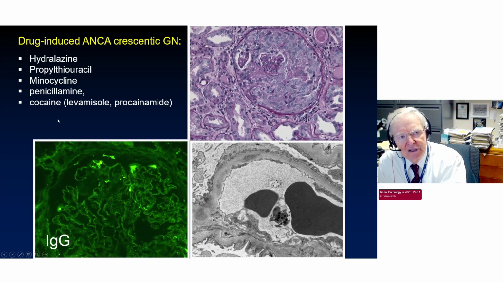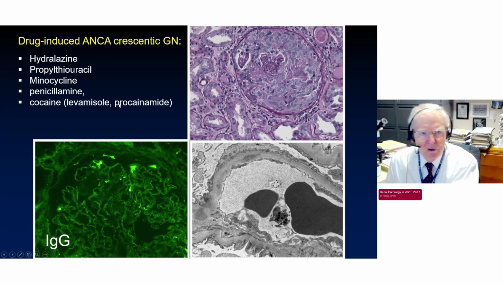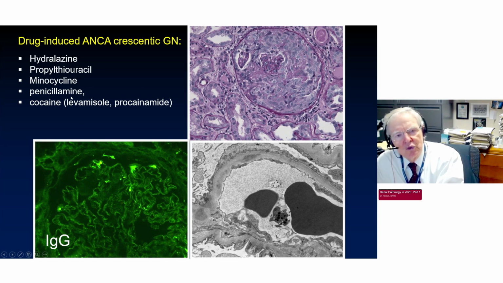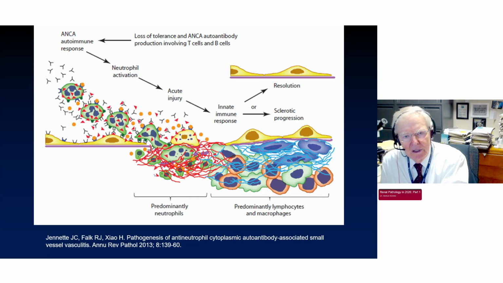And here I have listed the most common ones: hydralazine, propylthiouracil, minocycline, penicillamine. And not to forget cocaine. Cocaine is often admixed with levamisole and procainamide, and both these drugs have been known to induce vasculitis through an ANCA kind of mechanism. And therefore, when you see an immune complex disease and a crescentic GN, always think of a potential for a drug-induced injury.